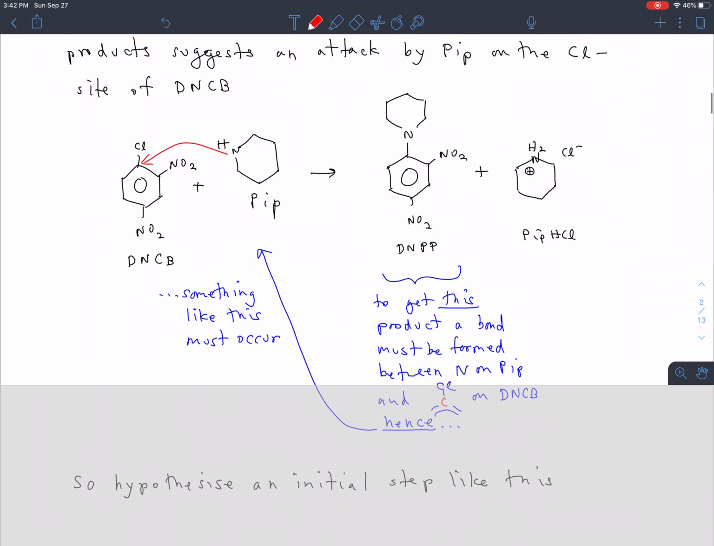The first step is thought to be an attack by the piperidine here on the positively or partially positively charged carbon that's bonded to that chlorine. And then that chlorine gets displaced. The piperidine basically replaces the chlorine and leaves behind a chlorine and a hydrogen, which then form an HCl, which then reacts with the piperidine to form piperidine HCl. We'll see all those steps in the overall mechanism, but this is thought to be the first step. It's this nucleophilic attack by the piperidine on the carbon atom that's bonded to the chlorine.